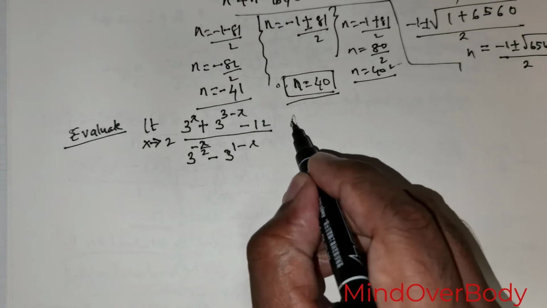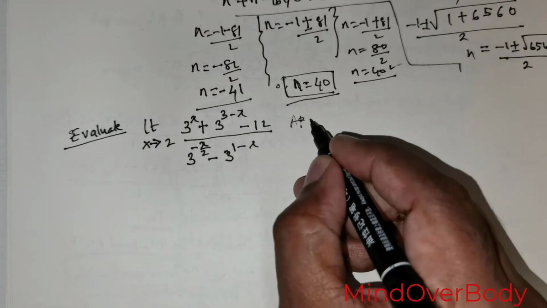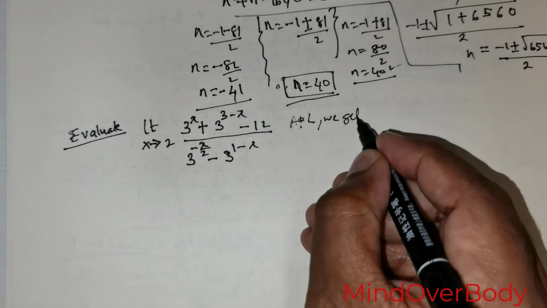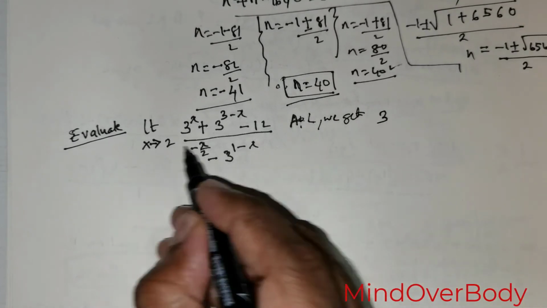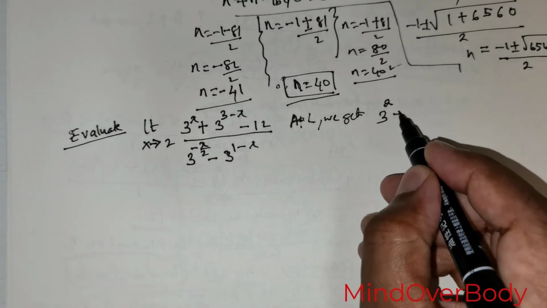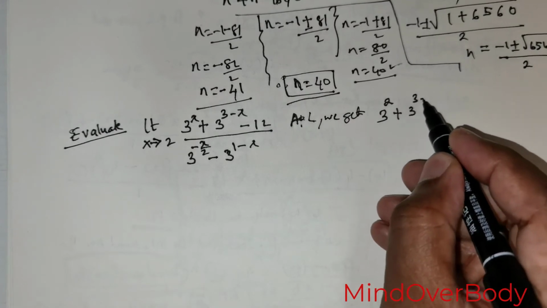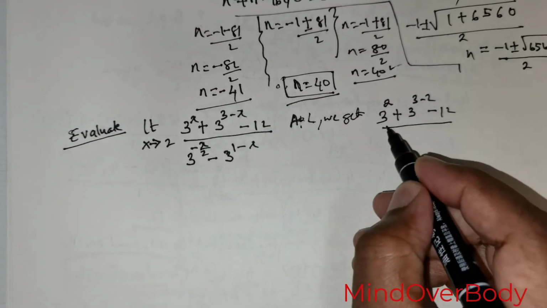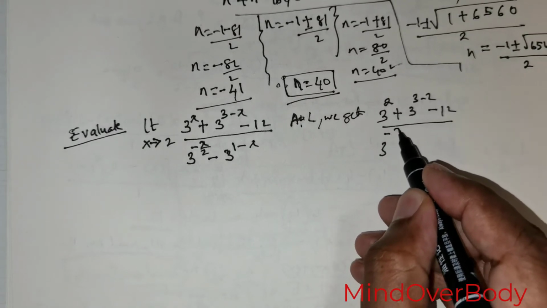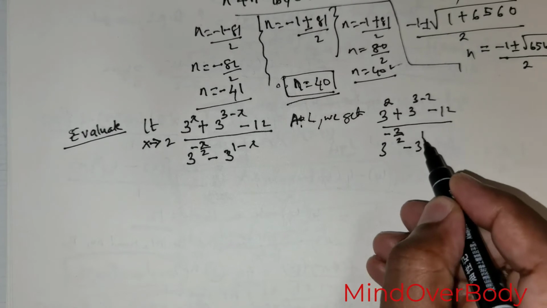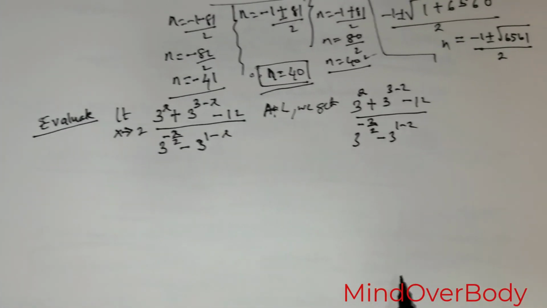Foremost, we will apply the limits. Now when we apply the limits, we are checking for a 0/0 form. So x is tending to 2, so this is 3 squared + 3 raised to the power of 3 - 2, minus 12, divided by 3 raised to the power of -2/2, minus 3 raised to the power of 1 - 2.